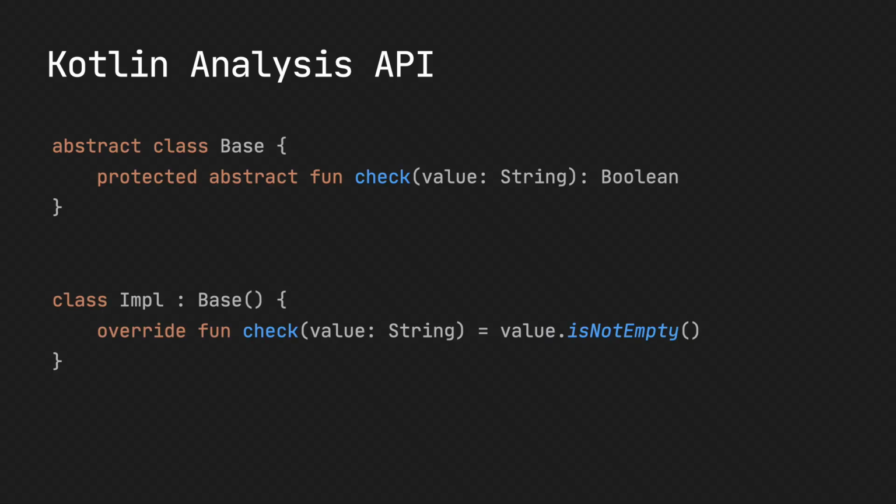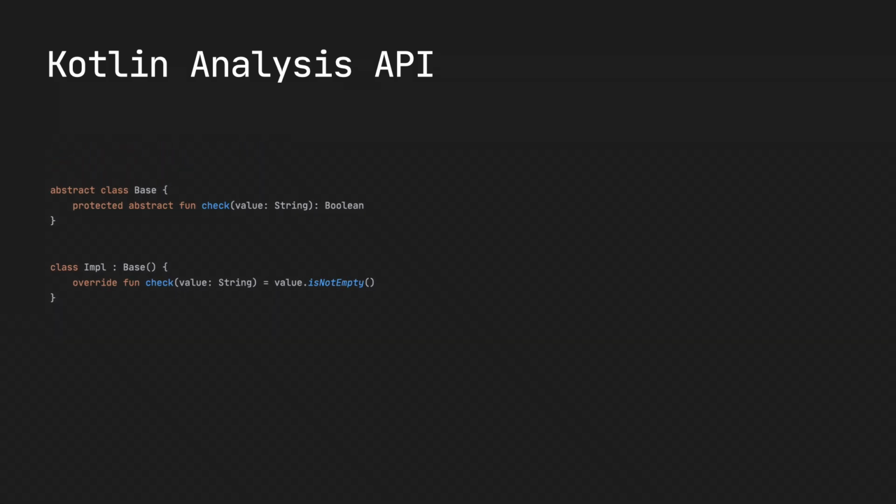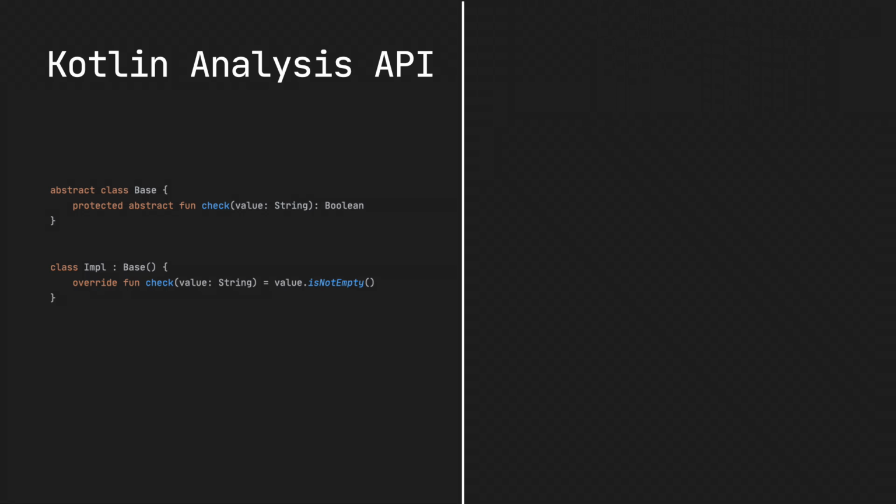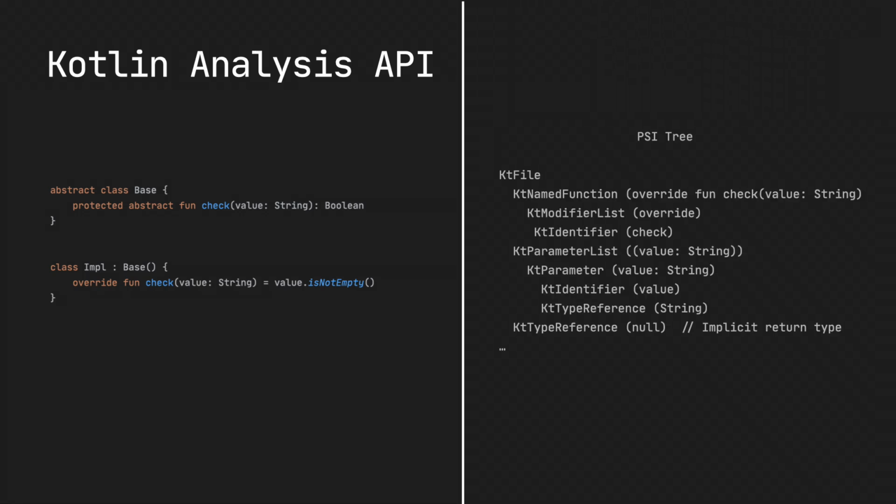Let's start with a very basic example and look at how we would go about analyzing this source code. This is a very simple example of an abstract class and an implementation of it, and I'm overriding a protected method called check. The first thing that we have to do is build a PSI tree. And what does that look like? When you look at the PSI tree, this is what it looks like. At the root is always a KT file. All the elements are prefixed with KT.